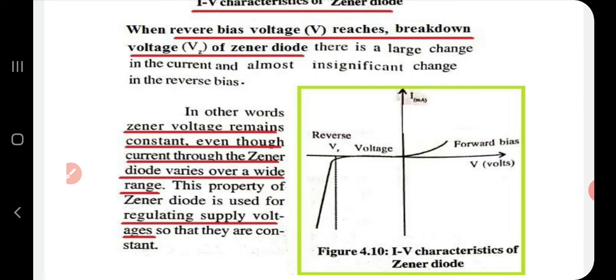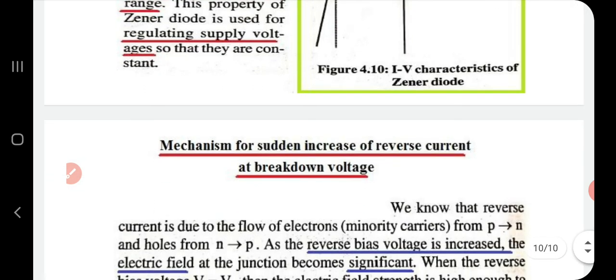So even though the current across the Zener diode varies, the Zener voltage remains constant, and this property is used in the manufacturing of regulated power supplies. So the Zener diode is used as a voltage regulator because it has this property. Which property? Its voltage remains constant even though the current through it varies over a wide range. So study this also. Zener characteristics are also important.